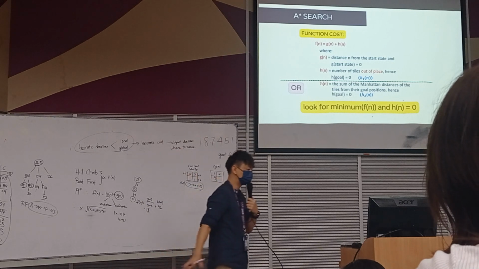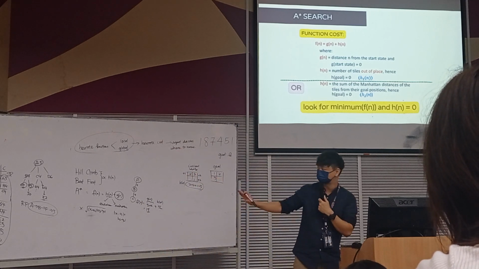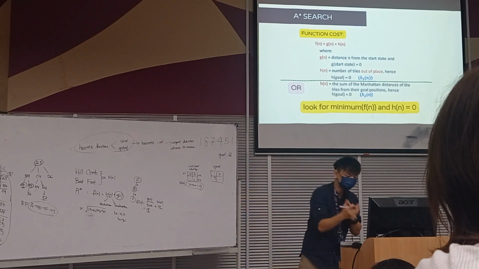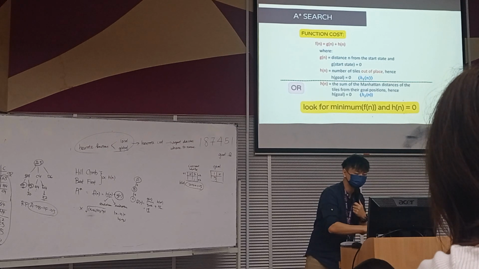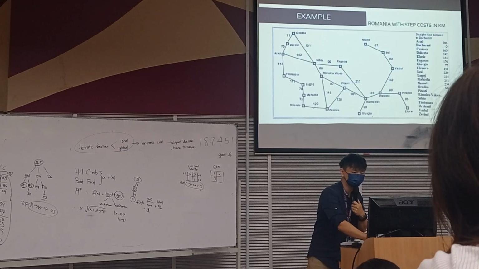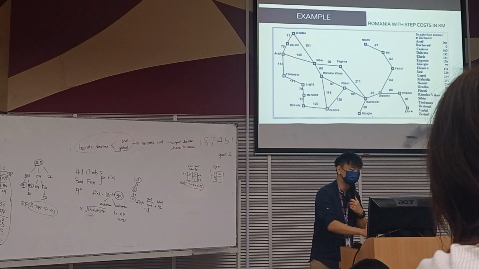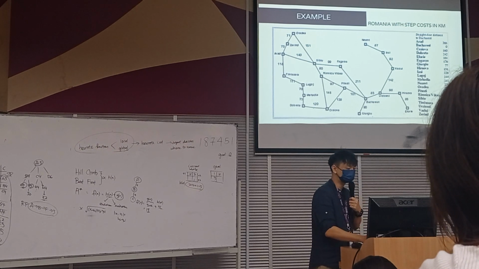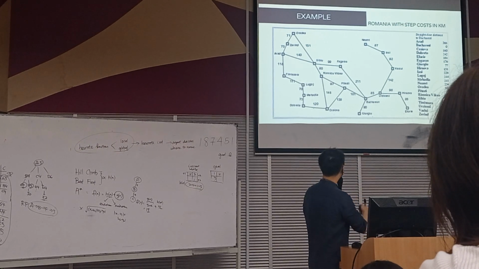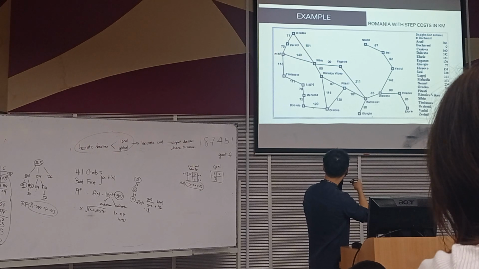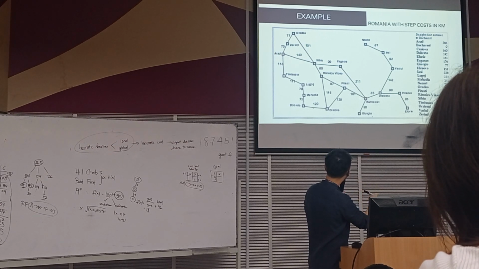Okay, so that's not very important because we're not going to use that for the next examples here. Alright, so this is the real case study where we are going to find the shortest path that can travel from this position Arad to Bucharest.